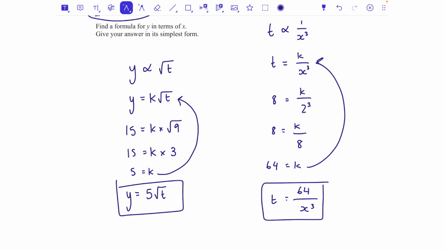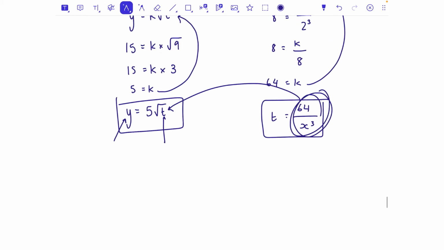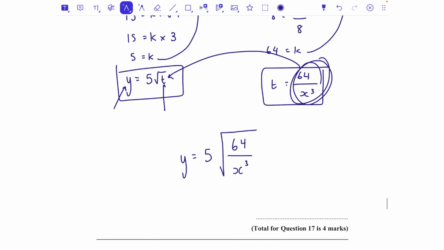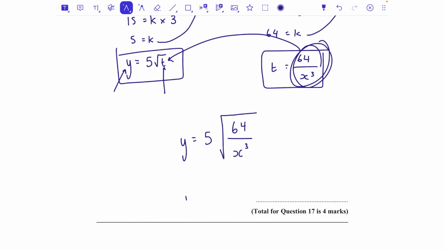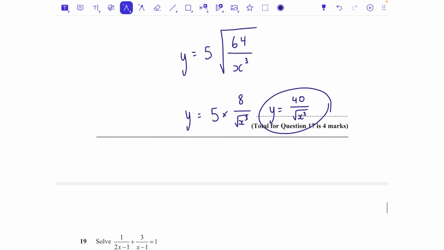I'm then asked to find a formula for y in terms of x. So I don't want a t in it, I want an x in it, in which case we need to take this and put it here. So I'm going to write y equals 5 root 64 over x cubed. Now you can simplify that further. Y equals 5 times 8 over root x cubed. I'm going to do that, and that's going to be y equals 40 over x cubed rooted. And I would leave it like that. There we go. A formula for y in terms of x.